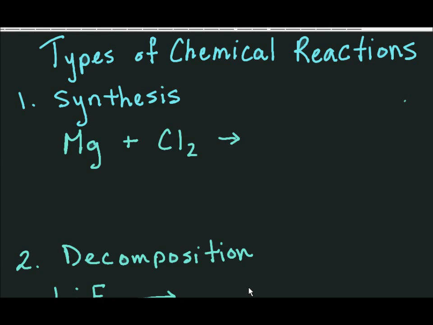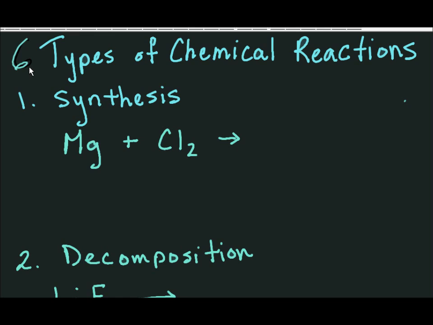Alright, so we're going to take a look at the 6 types of chemical reactions. This video gets to be a little bit too long if I do all 6 in one part, so we're going to do 3 parts. So in the first part, we're going to be looking at synthesis and decomposition reactions. So all in all, there are 6 types of reactions. This first part, we're going to talk about the first 2, synthesis and decomposition.